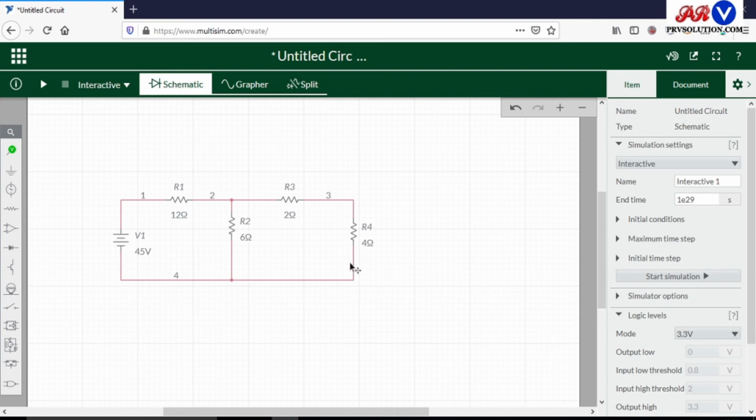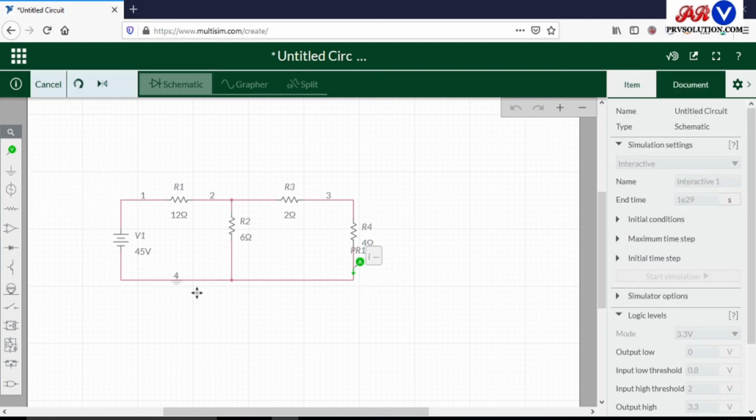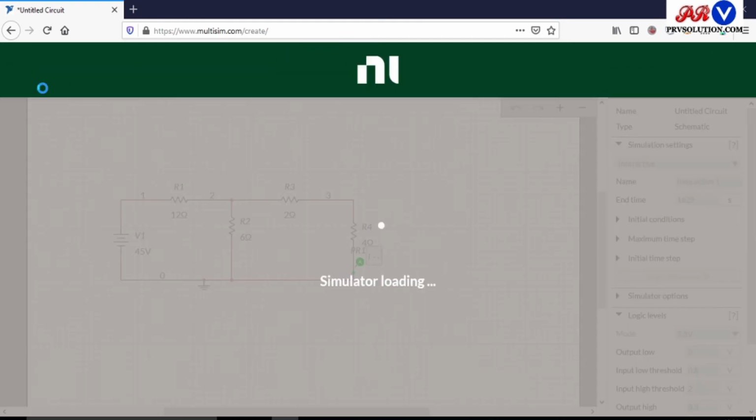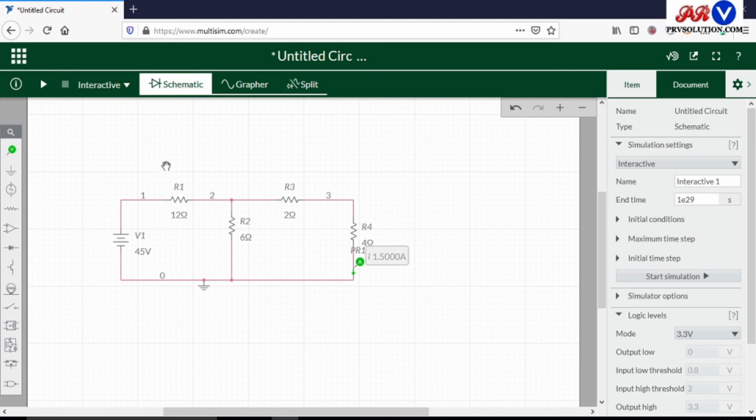Measure the current through the 4 ohm resistance. So I will take a current indicator here, and I will use a ground node also here, and simulate the circuit. Find the current. So the current is 1.5 ampere here. Now I will interchange the current and voltage source in the circuit.